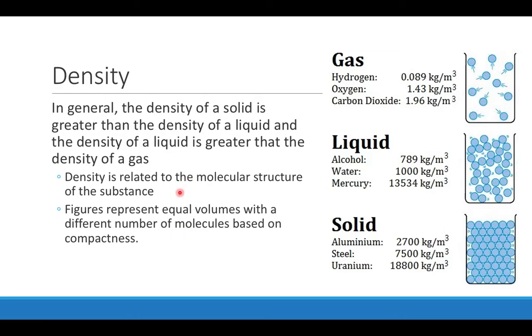Density is basically related to the molecular structure of the substance. So what do we know about solids? Solids are made up of molecules, and in solids, those molecules are very tightly bound together. They are basically stuck in place, and they can't move around a whole lot. So I have these 3 containers, all with the same volume, but the solid has a lot more molecules in that space. It's more compact. It has a higher density. So here's the density of aluminum, steel, and uranium.